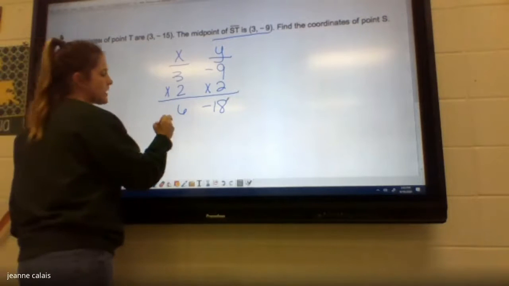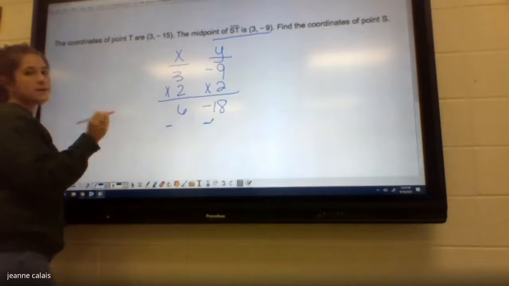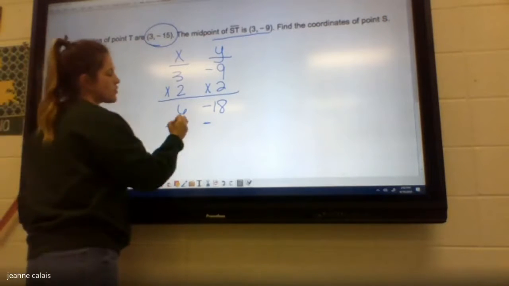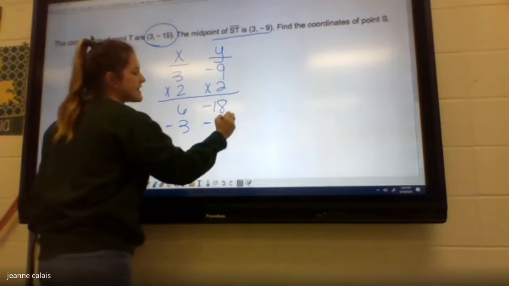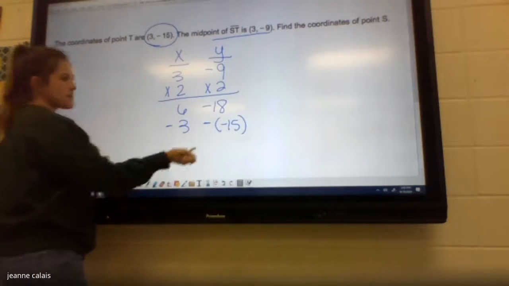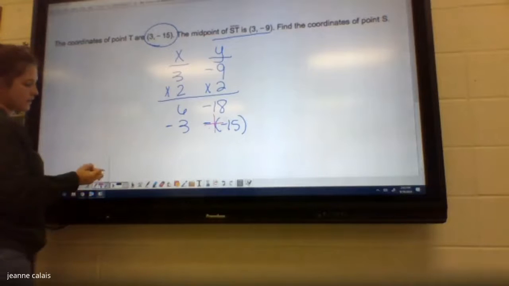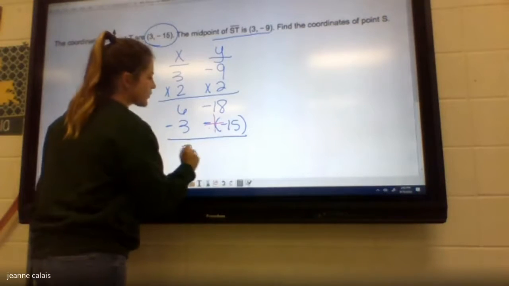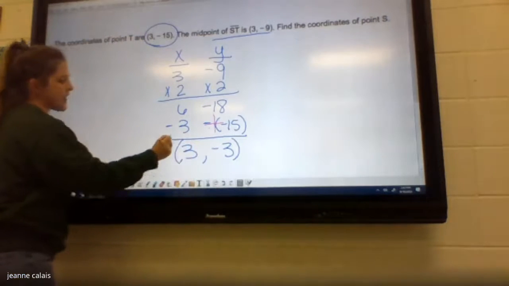I added my 2 endpoints. The opposite of addition is subtraction. What am I subtracting? I'm subtracting that endpoint T. So 3 minus whatever the y is. Well, the y is negative 15. So watch that. Be careful of that. Double negative turns into a plus, because that's what happens with double negatives. So I have 3 and negative 3. Okay, and that's my coordinate.